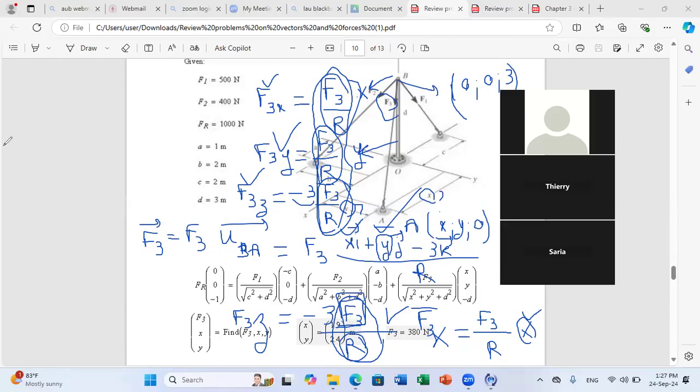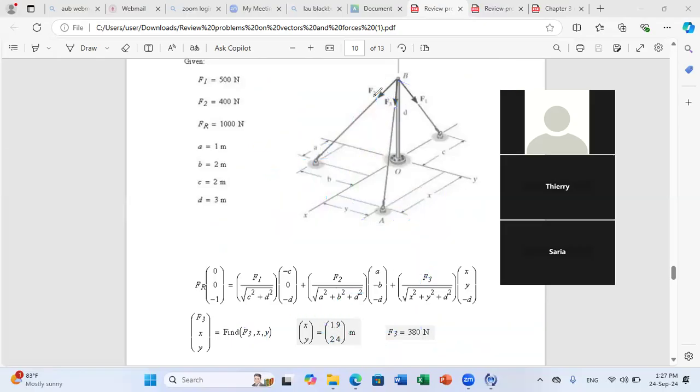What is the condition in this problem? They told you the summation of the three forces, the resultant of the three forces, is directed from B towards O, okay? And you have everything about F1. You have the coordinates of points and magnitudes. F1 vector is completely known. F2 vector is also completely known. And your resultant vector is known. The only unknown is vector F3.